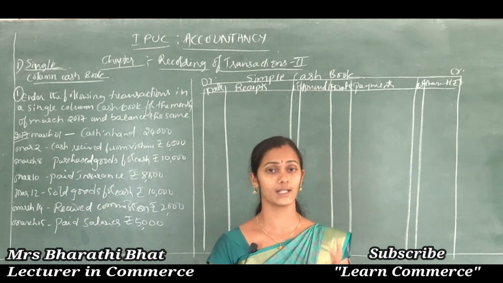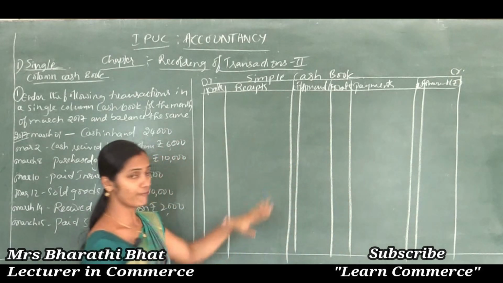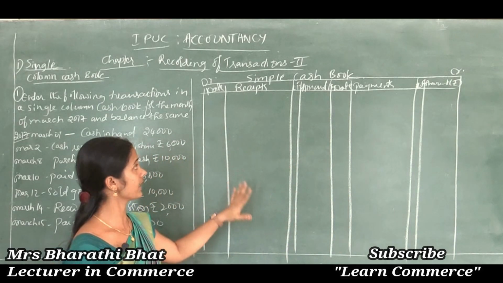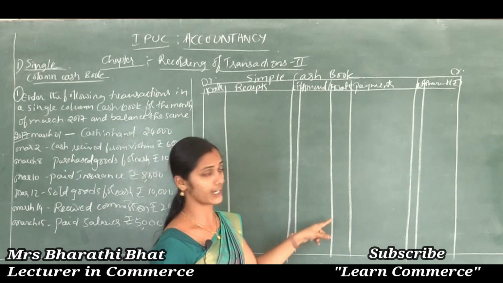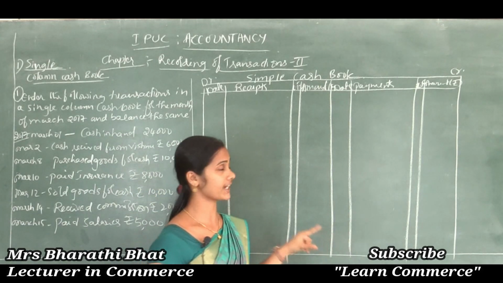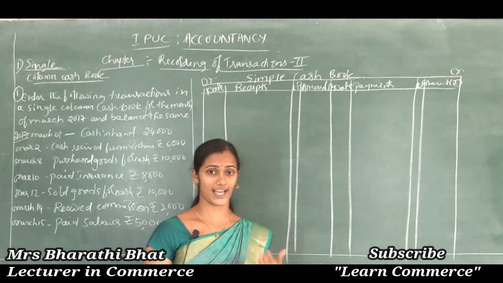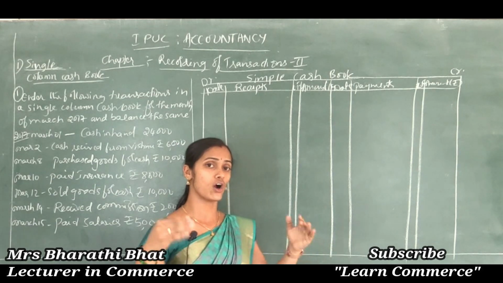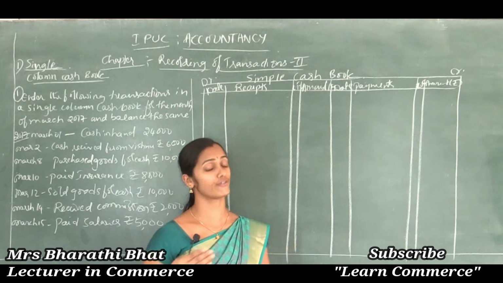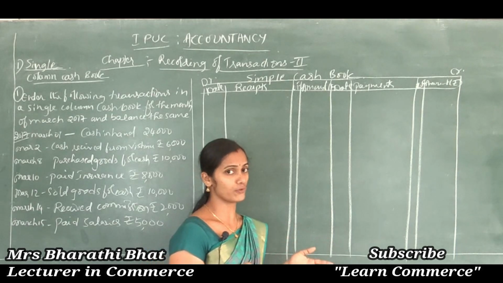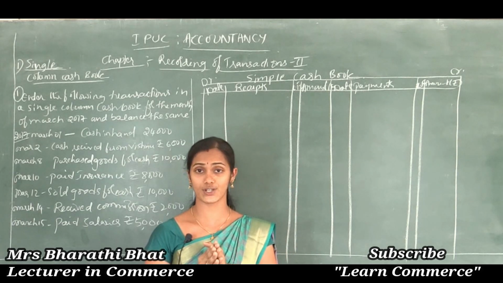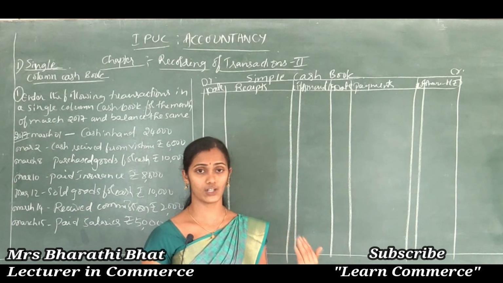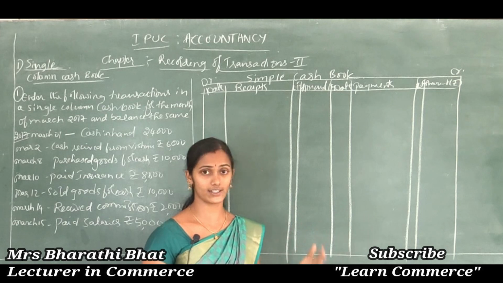Before that, this is the format of the simple column cash book, wherein only one amount column is maintained on each side, that is, the debit side and the credit side. The cash book records all inflows of cash and outflows of cash. Only cash transactions are recorded. We cannot record credit transactions.